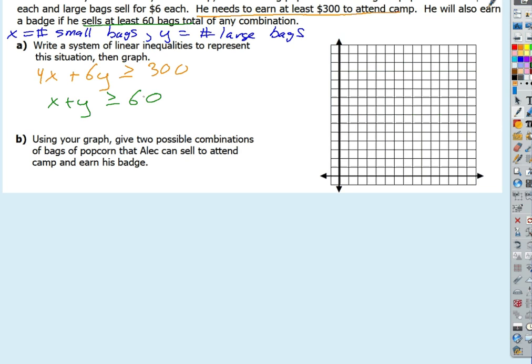So if we graph these things, the bottom one, if I put that into slope-intercept form, let's go ahead and just do this real quick. What's that going to look like? y is greater than or equal to what? Negative x plus 60. Okay, negative x plus 60.